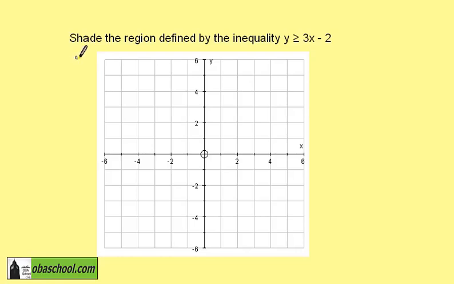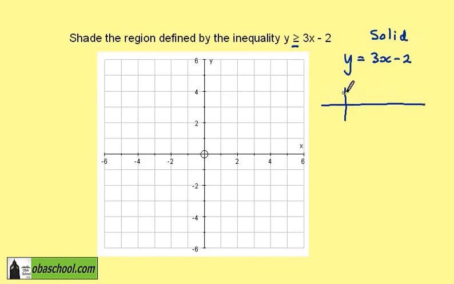We want to shade the region defined by the inequality y is greater than or equal to 3x minus 2. Consider the line y equals 3x minus 2. This means that we need to draw a solid line. For this type of line, we need a table of values.